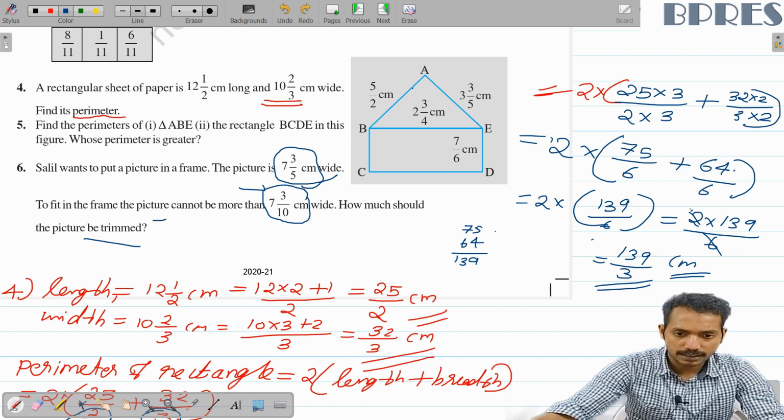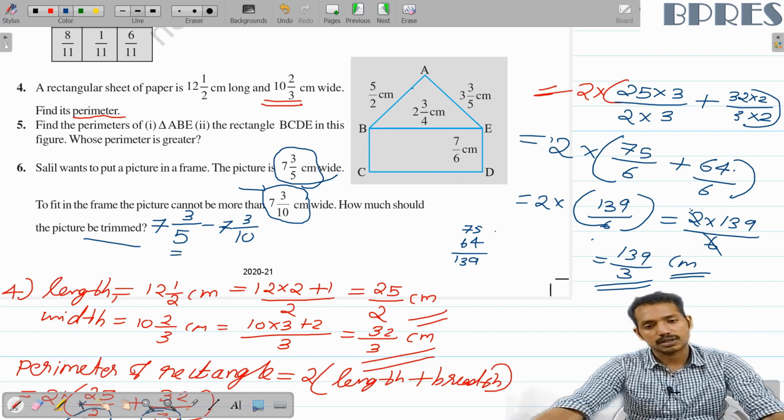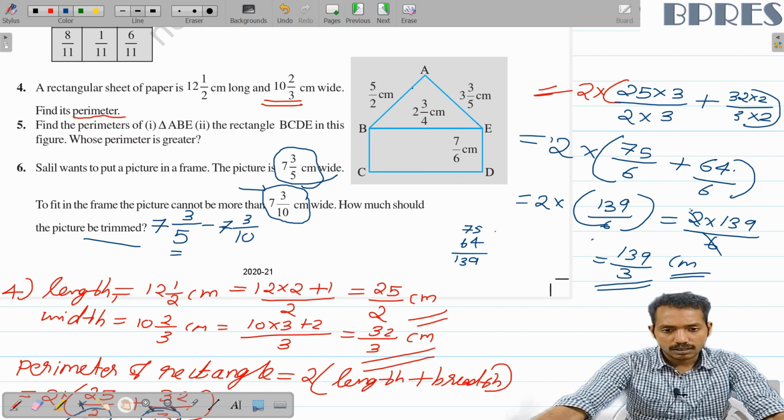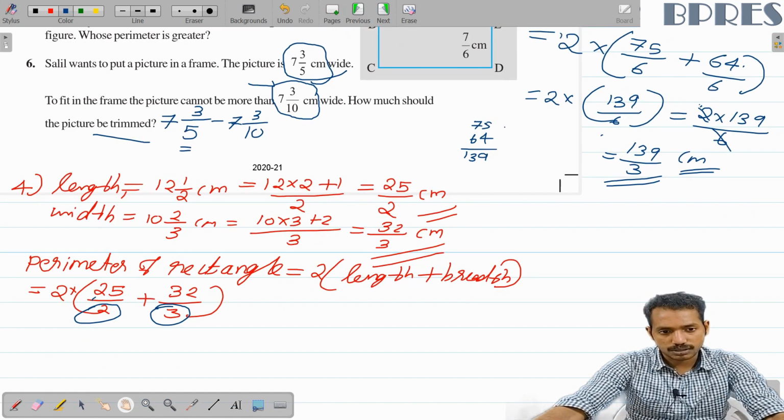So what will you get here? 7 by 5 minus 7 by 10. Clear? Just subtract it. You will get the answer, that you have to do as homework. Clear? Now the remaining questions you can do yourself.